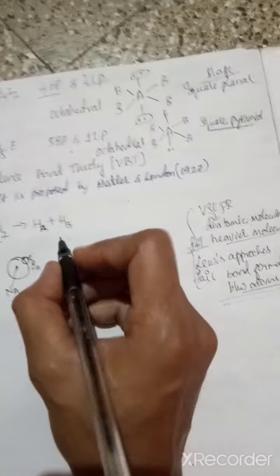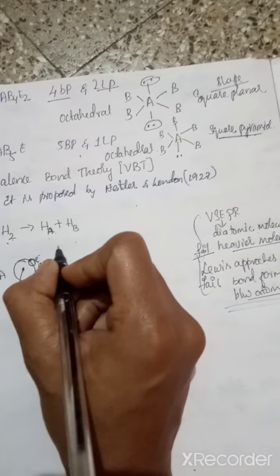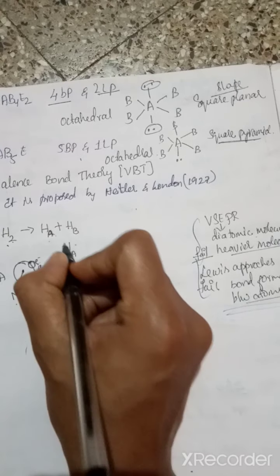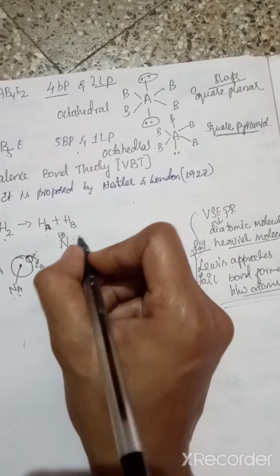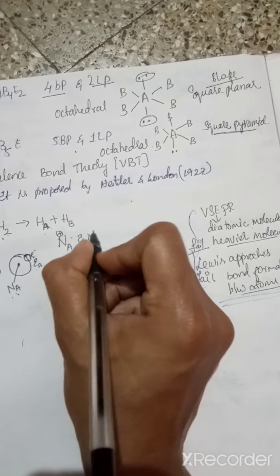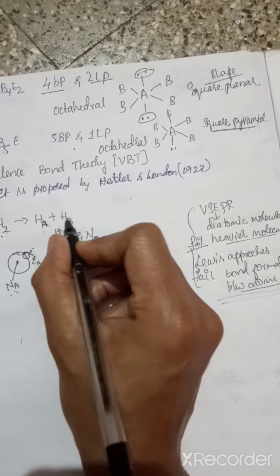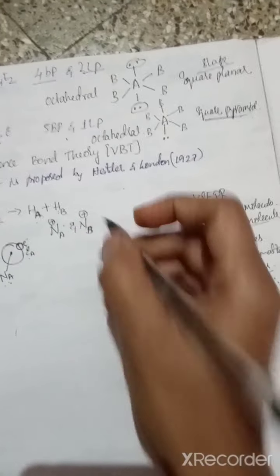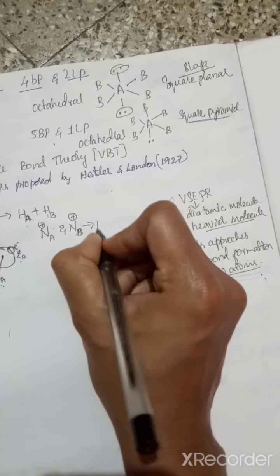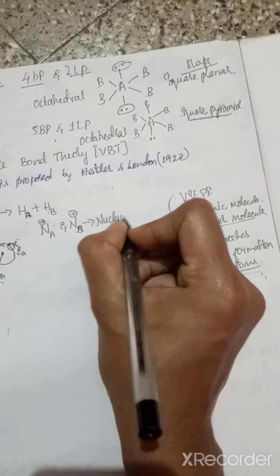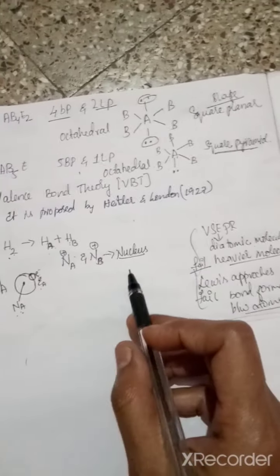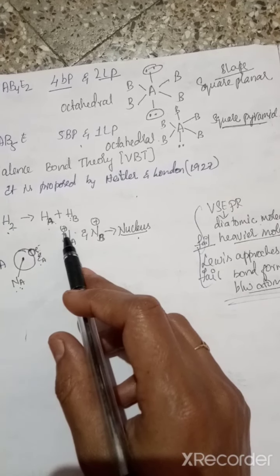For HA and HB I am writing here, then we know that the nucleus has a positive charge, that is Na, and for the atom HB the nucleus is Nb. This is the nucleus which consists of protons and neutrons, where the neutron has a zero value and the proton has the plus.